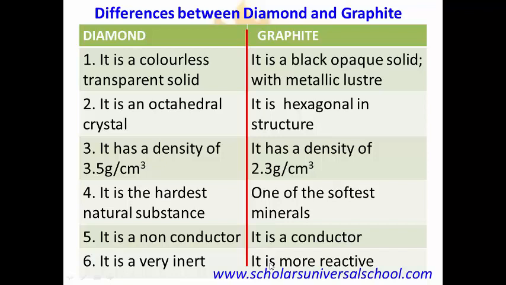Graphite is also somehow inert, but not very inert, because graphite can still react. For example, if graphite is heated in a limited supply of air, carbon II oxide, popularly known as carbon monoxide, will be formed. Whereas if it is heated in excess supply of air, graphite will form carbon IV oxide, which is popularly known as carbon dioxide.